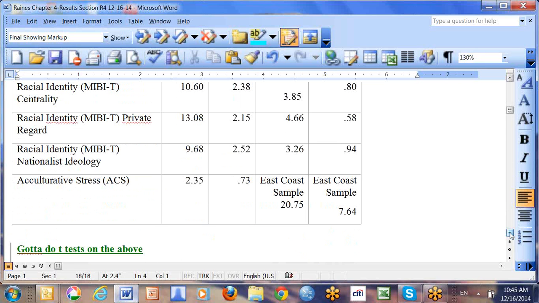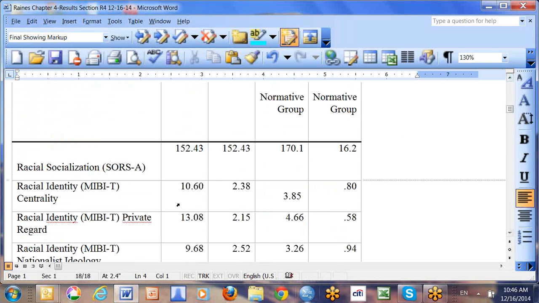I understand. And the t-test that you do is a one sample t-test. Do you know how to do that? Yes. Okay, so what you put in there as the comparison number for your sample is the norm group sample. So for example, for this first one, you're going to take the racial socialization score, and you'll do a t-test comparing whatever obviously 152.43 is what you get, but let SPSS figure that out for you. And you're going to compare that to the norm group mean, so you're going to type in that number, 170.1.